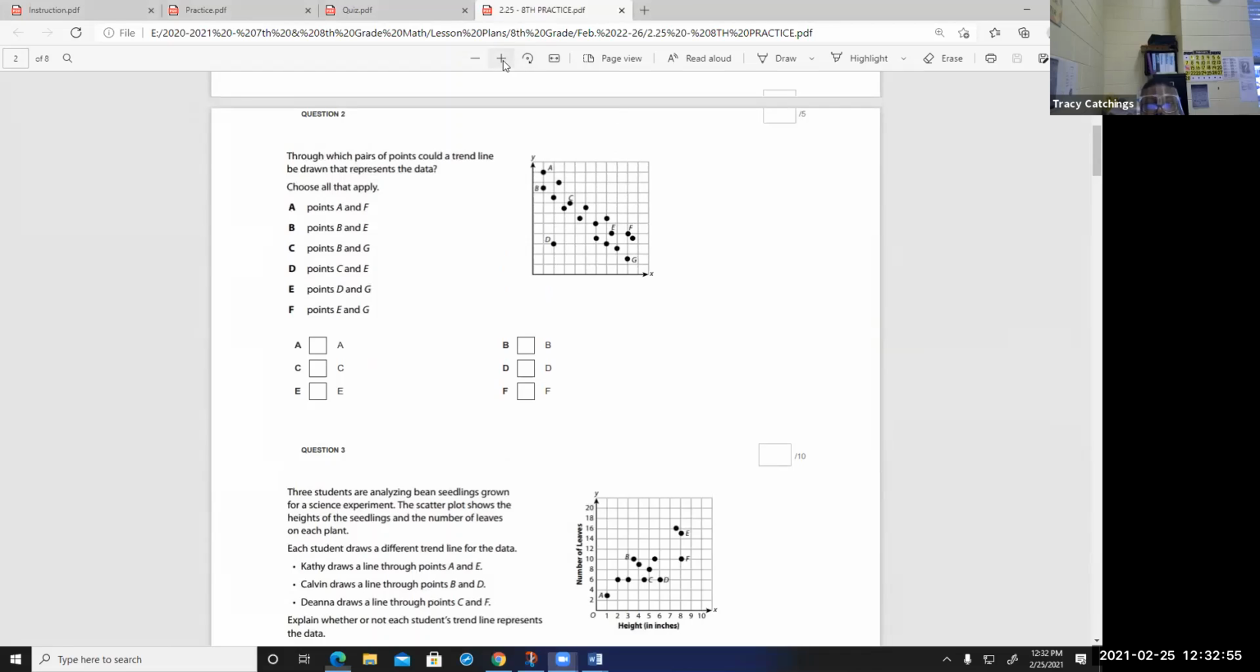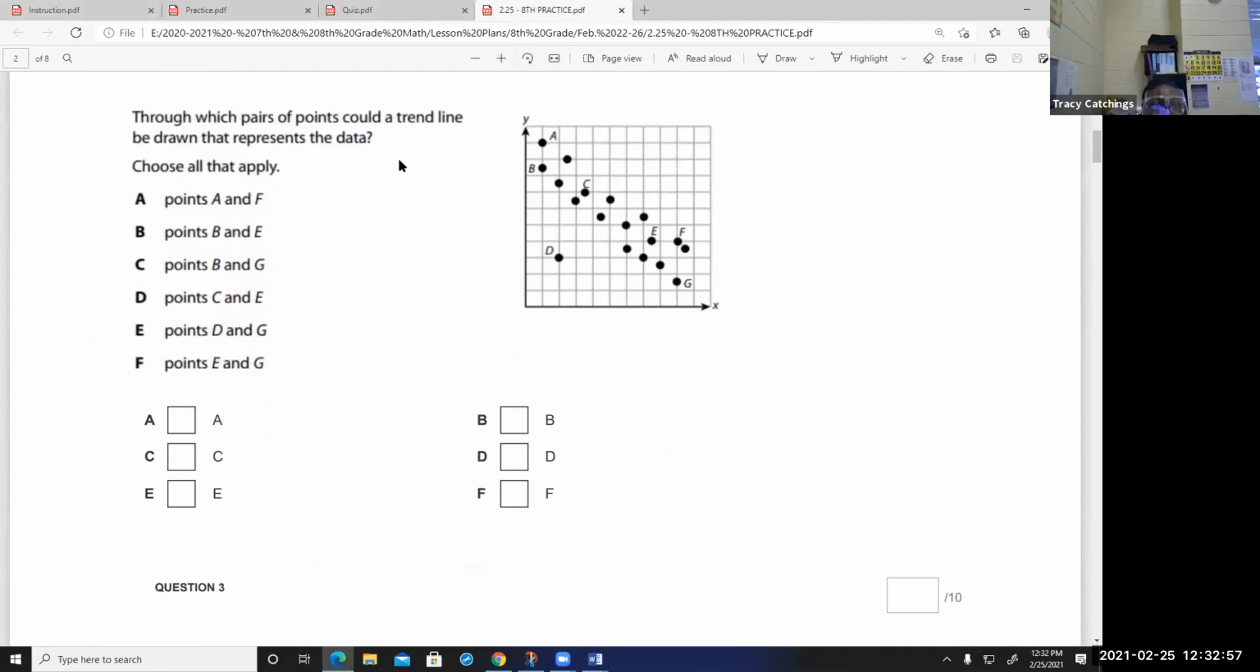All right, number 2. Number 2 says, through which pair of points could a trend line be drawn to represent the data? So once again, we're trying to check and see, would it be a good fit? All right, A said A through F. All right, so I'm gonna draw the line. You tell us if it'll work or not. All right, all the points are below it, good.